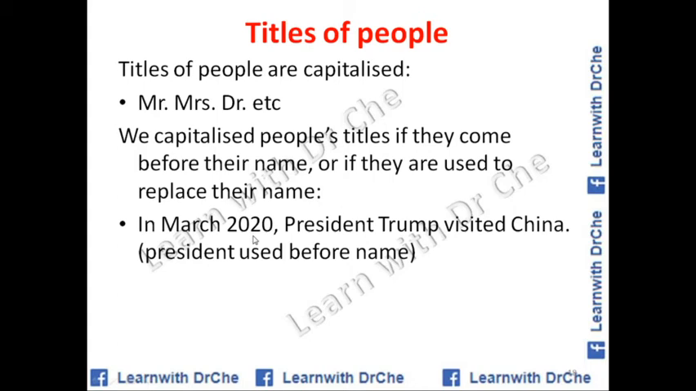For example, in March 2020, President Trump visited China. President Trump. Now it is part of his name. President is used before his name, President Trump, so President is capital.